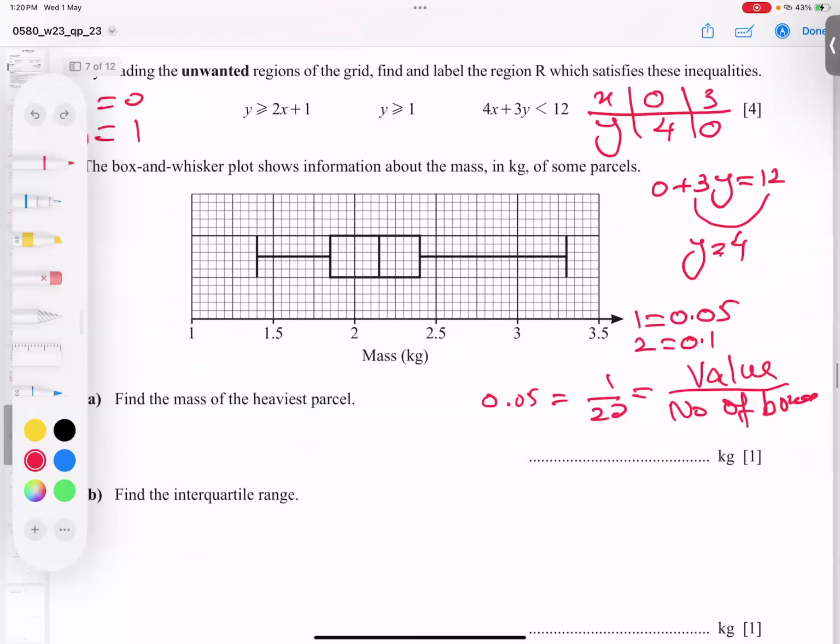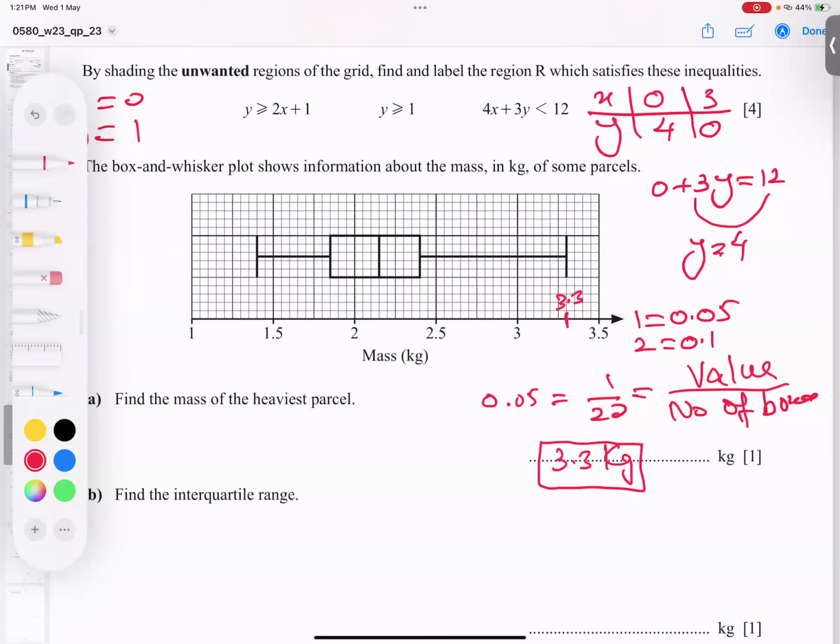So let's proceed. He's saying find the mass of the heaviest parcel. Heaviest parcel means maximum, the bigger number, the largest number. If you see, the largest number is coming here. So what is this number? Let's try to find. Okay, this is 3.5. Let's start here. 3.1, 3.2, 3.3, and 3.4. So this is 3.3. Alhamdulillah. The main thing is scale. You know, scale is very, very important, so you have to focus on scale.